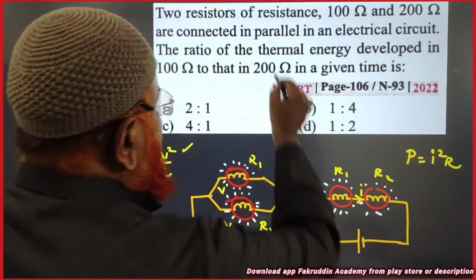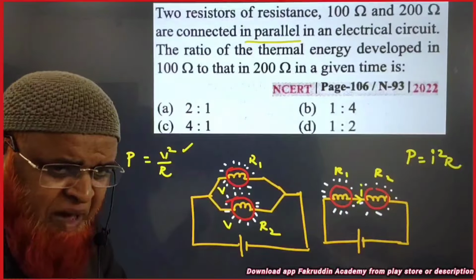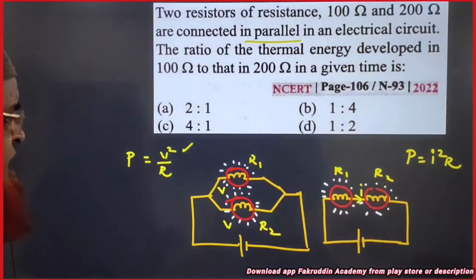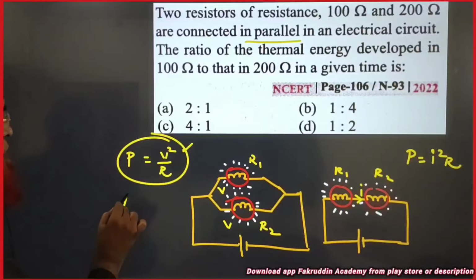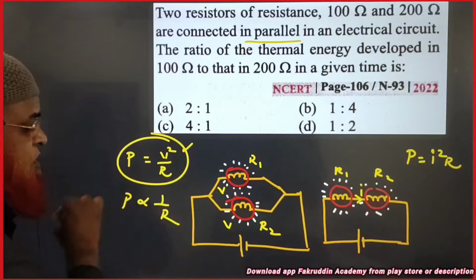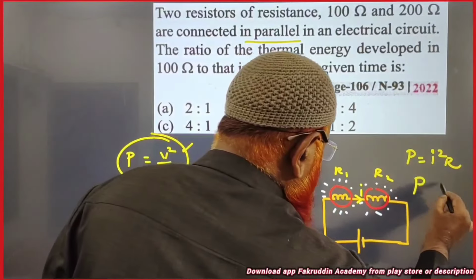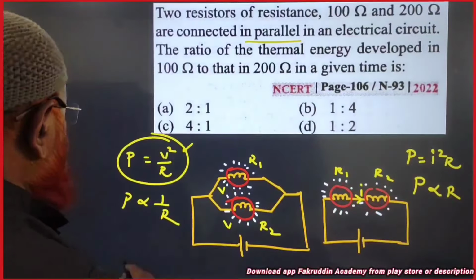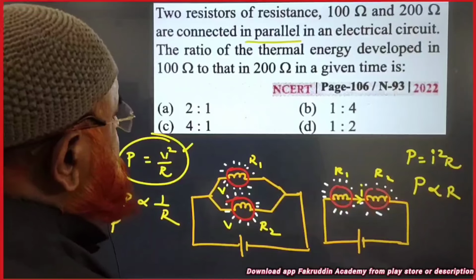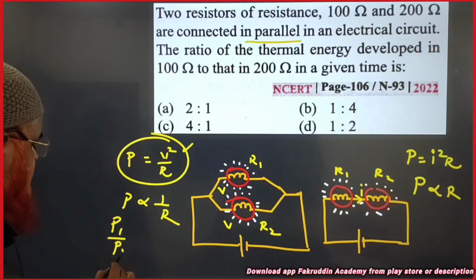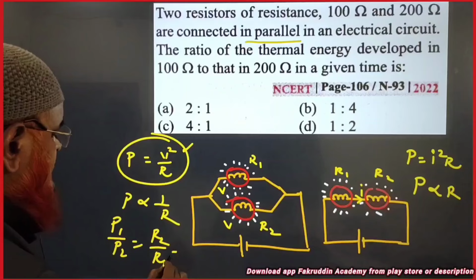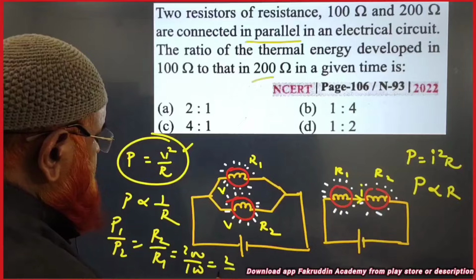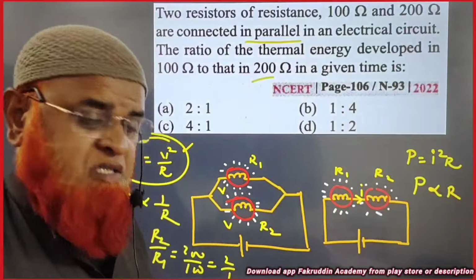So if you observe here, it is a case of parallel connection. As it is a case of parallel connection, we will consider the parallel circuit in which potential is going to be same here. When you consider this concept here, power is inversely proportional to resistance. Power is directly proportional to resistance if it is a series connection. But the problem says it's a parallel connection. So he's asking the ratio here. P1 by P2 is equal to R2 by R1. What is R2 here? It is 200 divided by 100. So your option is 2:1. That's it. This is the concept here.